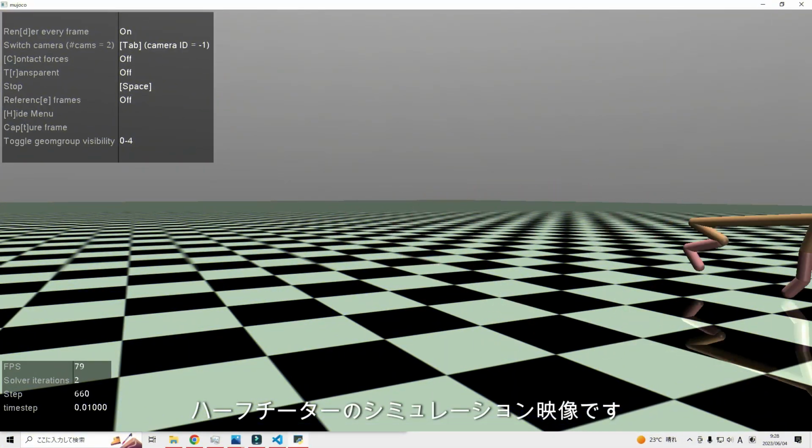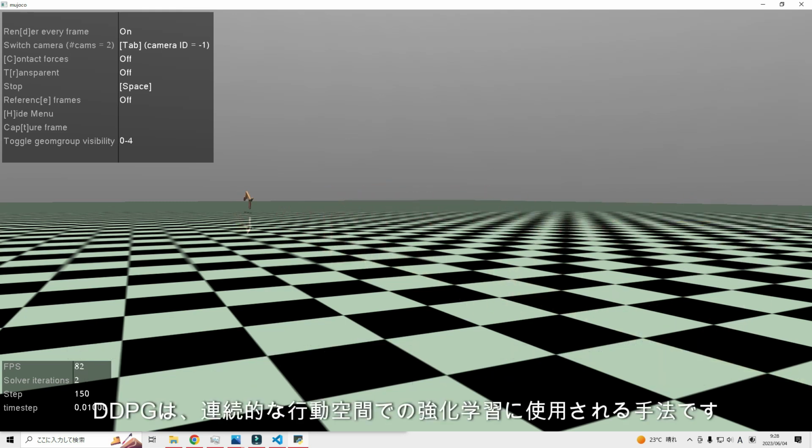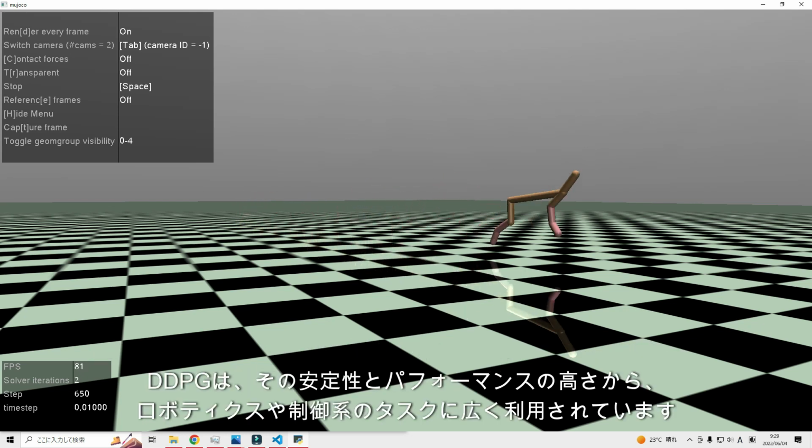This model emulates the movements of a cheetah, employing the Deep Deterministic Policy Gradient (DDPG) algorithm. DDPG is a method tailored for continuous action spaces in reinforcement learning. It leverages a neural network to discern the connection between states and actions, enabling optimal decision making.